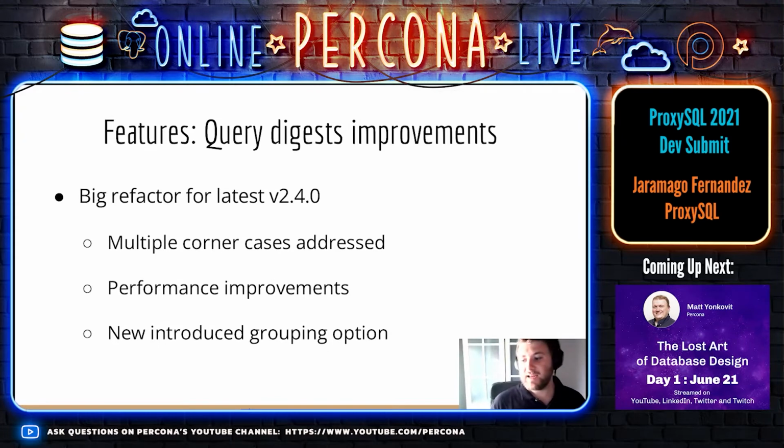For the latest ProxySQL release, 2.4.0, multiple corner cases were addressed and multiple bugs were solved. As a consequence of the big refactor that we performed, multiple performance improvements were introduced, and also we added a new grouping option.